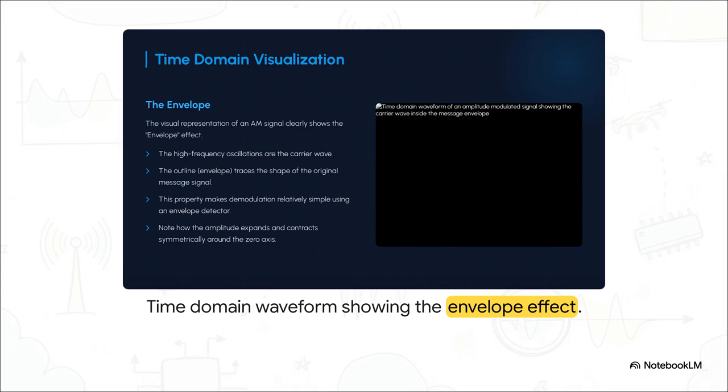You see all those tightly packed high-frequency oscillations? That's our carrier wave doing its thing. But look at the outer edge. It expands and contracts perfectly symmetrically around the zero axis to trace the exact shape of our original message. That outline right there, that's the envelope, and it's the absolute key to how AM actually works.